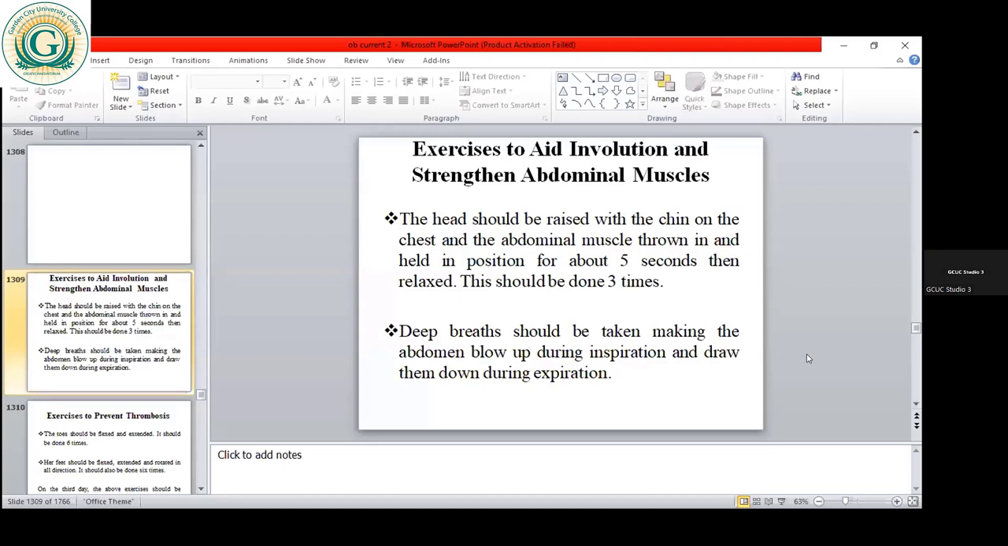Then you let her take a deep breath, making the abdomen blow up during inspiration and draw down during expiration. This exercise I've just described is aimed at causing involution to take place fast.